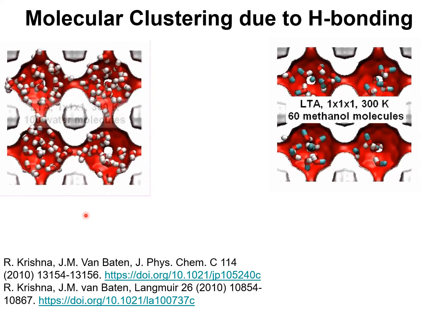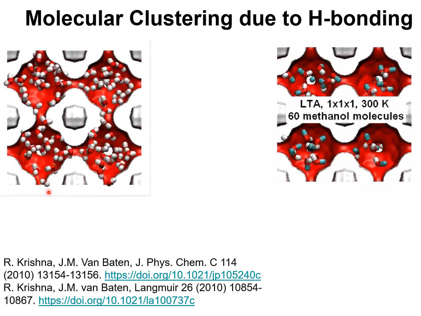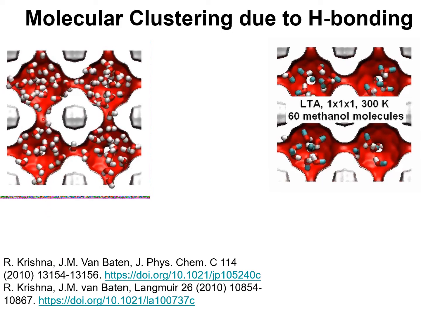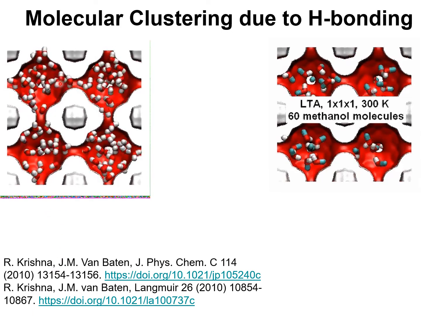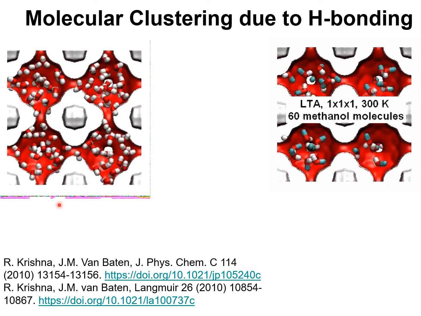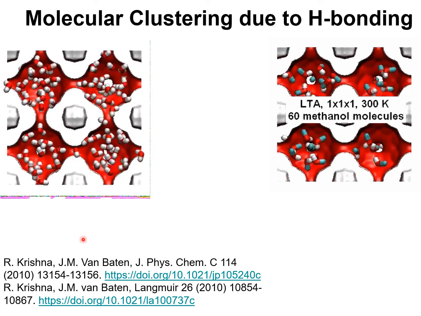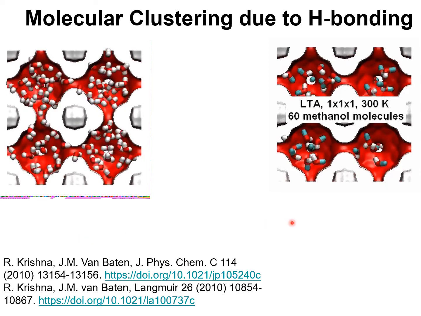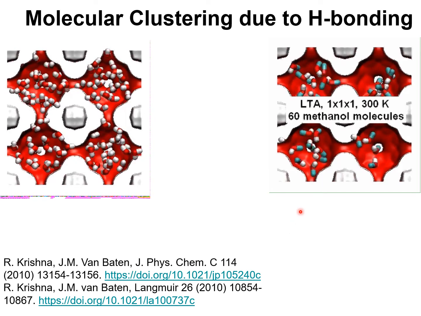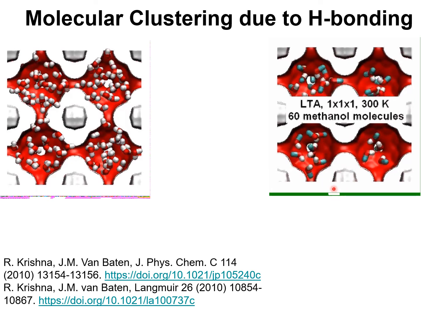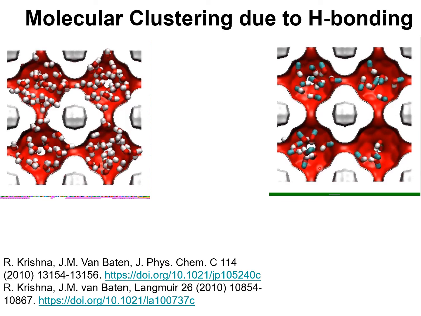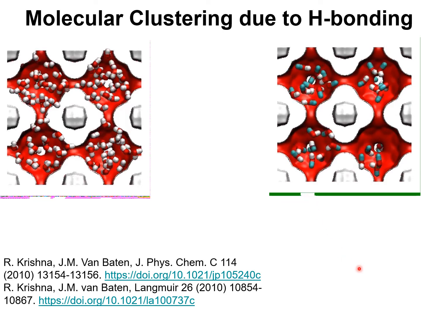Now, water molecules undergo significant hydrogen bonding, and this hydrogen bonding causes molecular clustering. And you can see pairs of molecules moving in unison, and due to molecular clustering, the diffusivity of water is significantly lowered. The same thing happens with methanol molecules. Clustering of methanol pairs occurs, reducing its mobility.